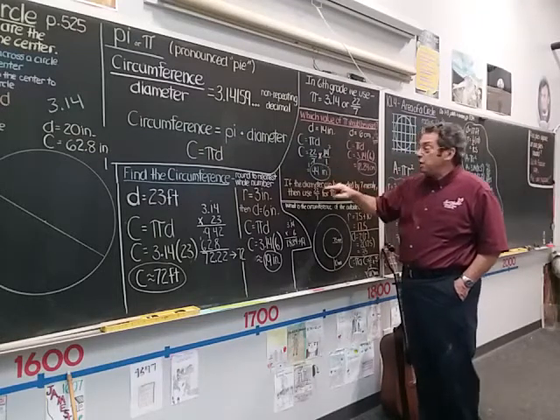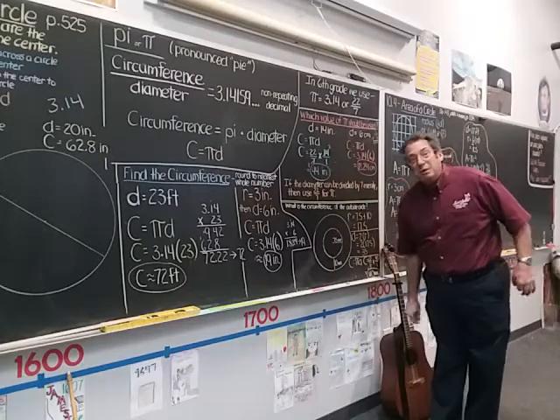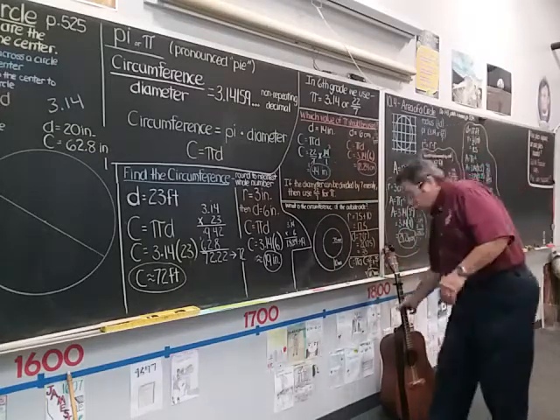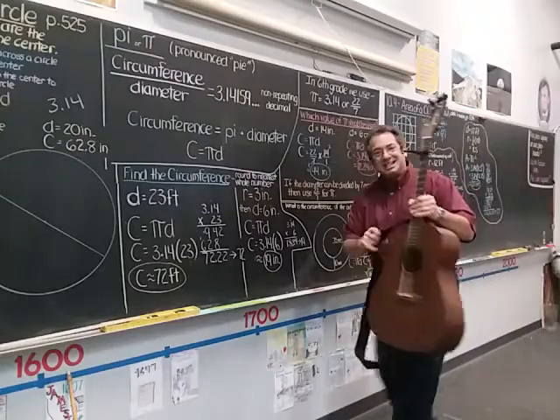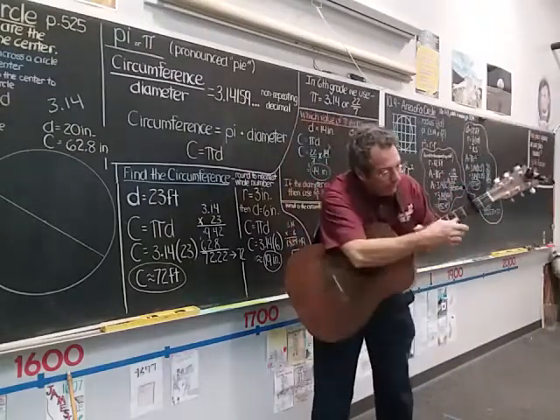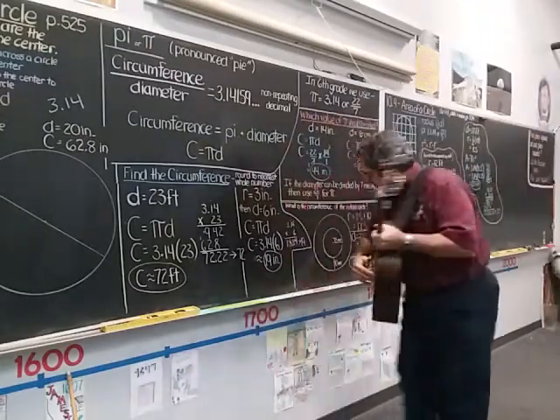22 over 7 is the value I use because I can simplify between the 7 and the 14. Remember, you must simplify before you multiply. Let's sing that song, okay? Simplify before you multiply. This is one of my favorite songs.